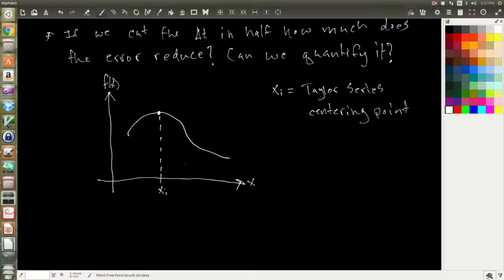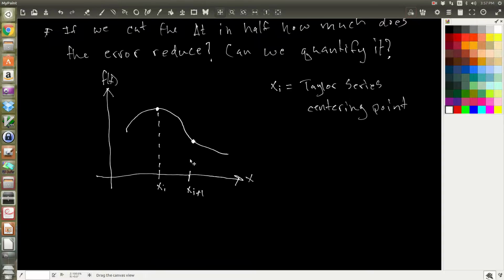And so what the Taylor series allows us to do is take information about a function that we know at one point and use it to predict the value of the function at some other point. I'm going to call this other point xi plus 1. Okay, so let's say we want to know the value of the function here, but we don't know anything about the function except for at this previous point. So this is where the Taylor series can be helpful.